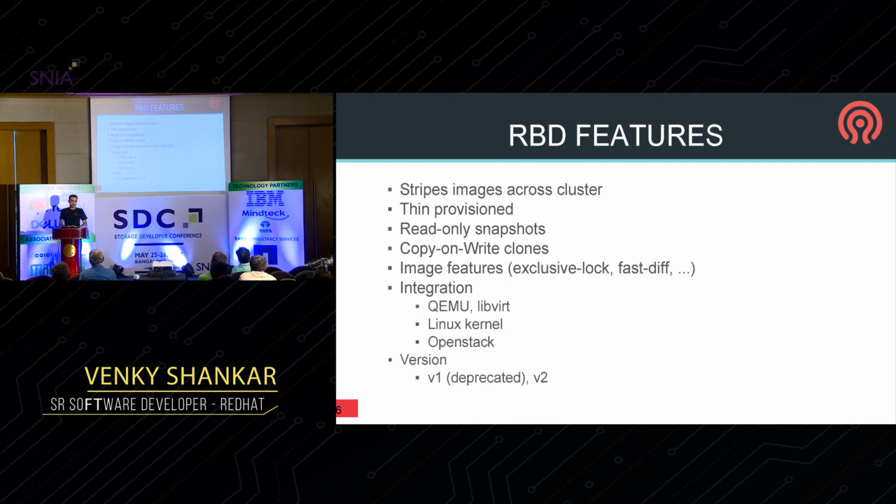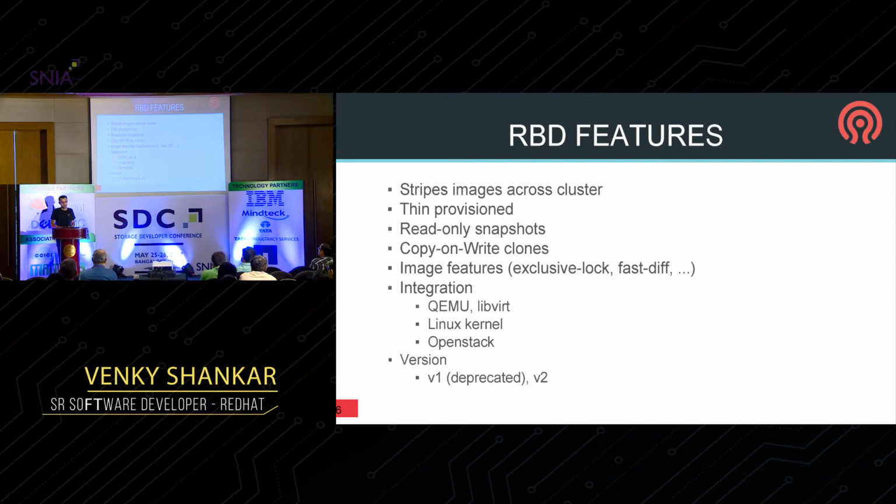RBD images are thin provisioned. So once you create a 10 gig RBD image, you have absolutely no data in your cluster. You just have a bunch of metadata, which is required. That's very small, but absolutely no data. As you fill up your image, the objects are created, and then your size is filled up.